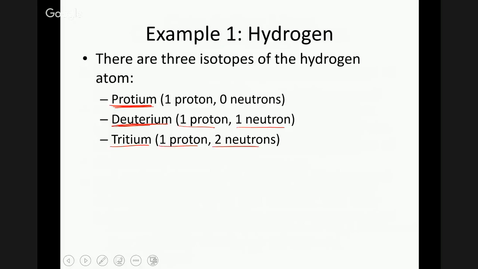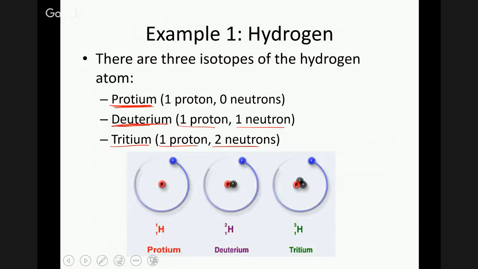And I was going to draw this here, but then I thought I'd get a picture. So here we are. Protium is 1 proton in the center, 1 electron in the orbital, and that's it. It has a mass of approximately 1, right? Because it's just got the proton. The electron weighs essentially nothing, remember.